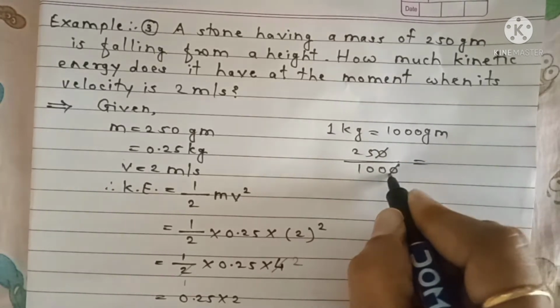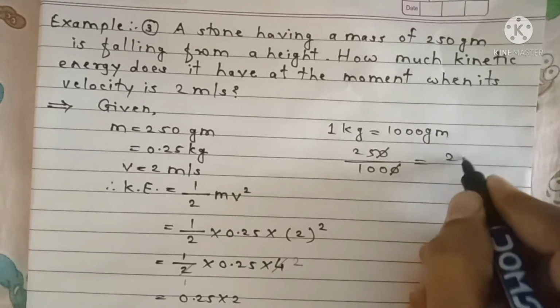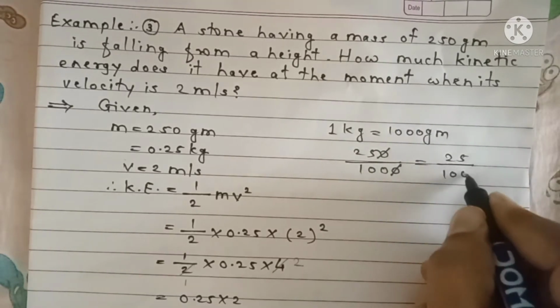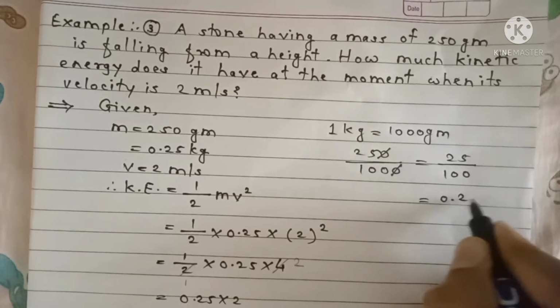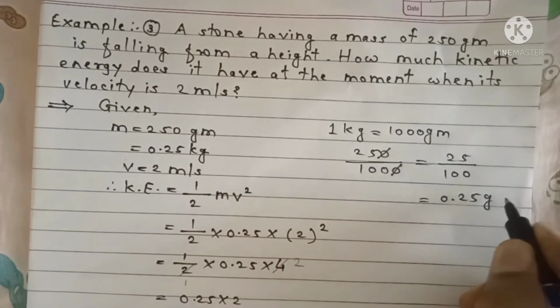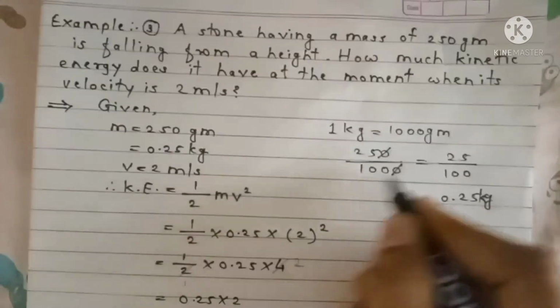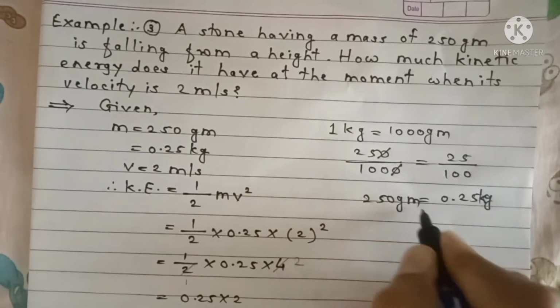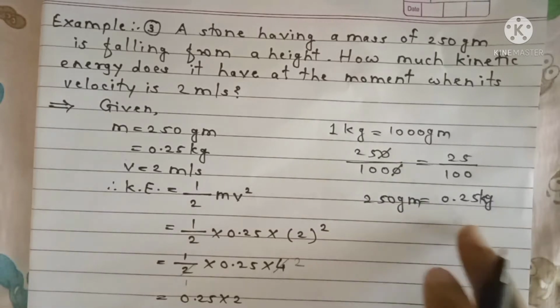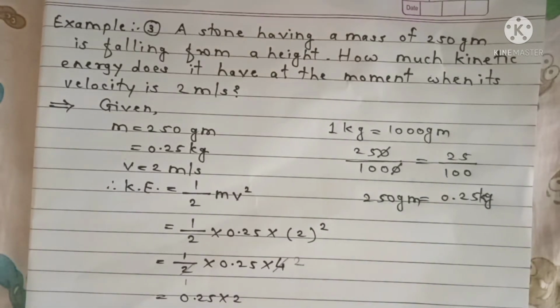Okay, so this 0 0 will get cancelled. So obviously 25 upon 100 we will get. So this 25 upon 100 means 0.25, that is kilogram. Okay, so this 250 gram, here we have converted into 0.25 kilogram.